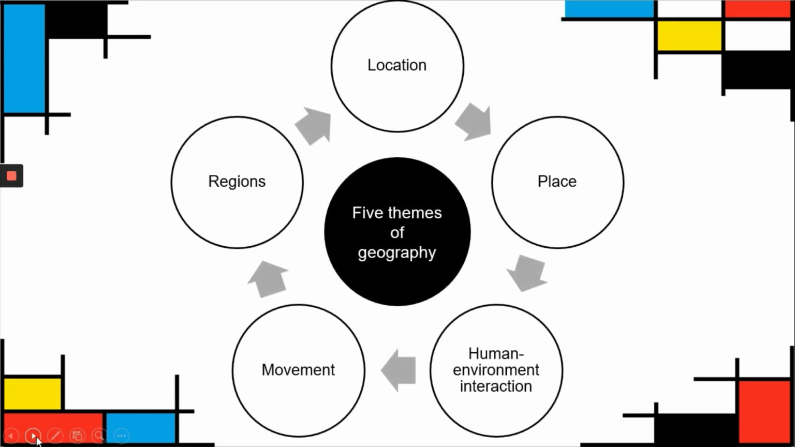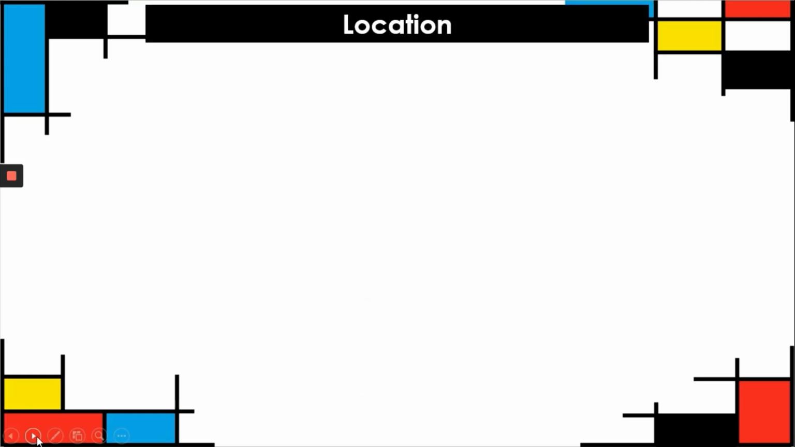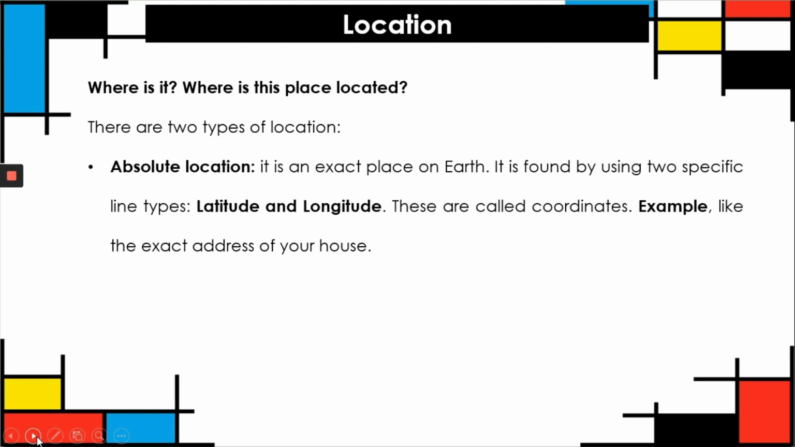So here are the themes again. This is for you. You could study it, read it at your house. We're going to start with location. So, what does that mean? Location means where is it? Where is this place located? However, there are two types of location.